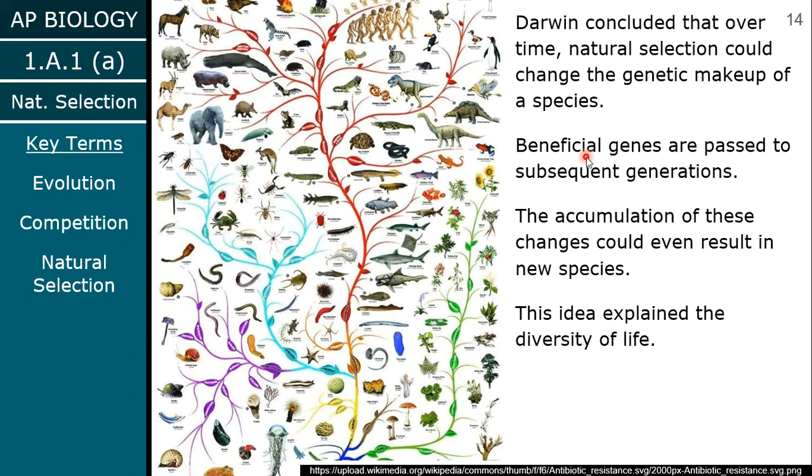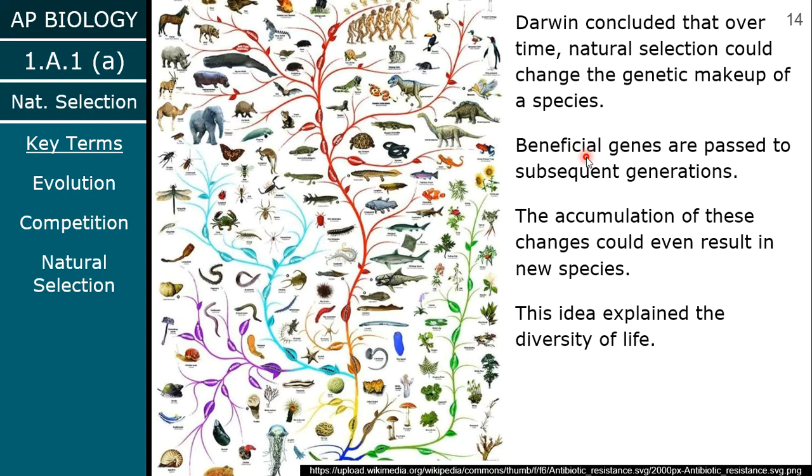And so Darwin started to realize that over time, natural selection is not just going to change the physical makeup of a species, it's going to change the genetic makeup, because that's what determines those physical traits, right? Your genes that are good or useful in an environment are going to be passed on to subsequent generations more so than other genes. As you change little by little in a species, they might eventually become a new species, right? And so this was his idea of how we have such diversity in life.